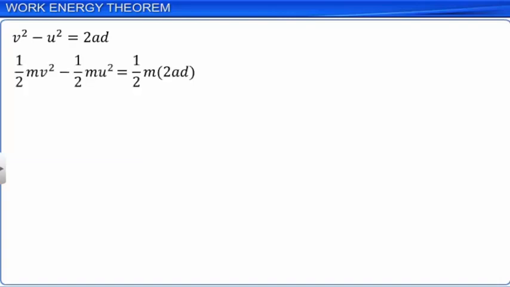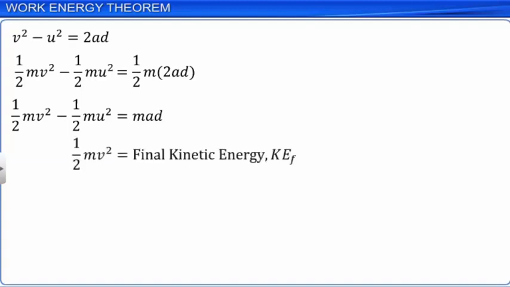Multiply both sides with half m and simplifying, we get the expression as shown. We get half mv square minus half mu square is equal to mad. On the left side of the equation, half mv square is the final kinetic energy of the body, and half mu square is the initial kinetic energy. On the right side of the equation, we have the product of m, a, and d.